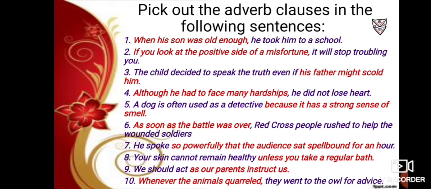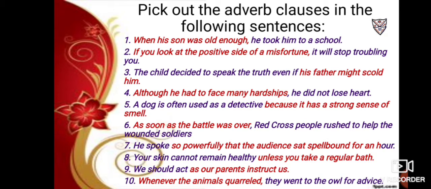The child decided to speak the truth even if his father might scold him. So it's showing the contrast that he will speak the truth even if he gets scolding. So it is "even if his father might scold him." Number 4, although he had to face many hardships, he did not lose heart. So this shows the contrast that he had to go through many hardships, but he did not lose heart. So "although he had to face many hardships" is an adverb clause.